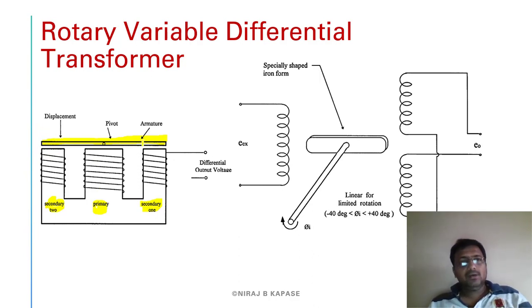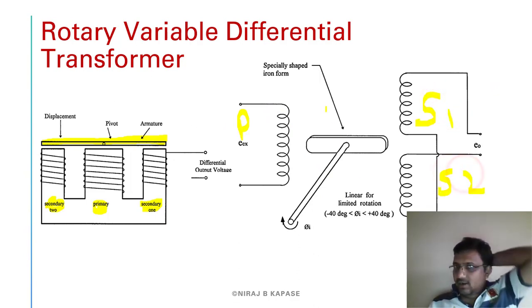Whenever this armature rotates, this is a top side view, actually a top view. So we have here the primary coil, this is P, and these are the secondary coils, this is S1 and this is S2. Okay.